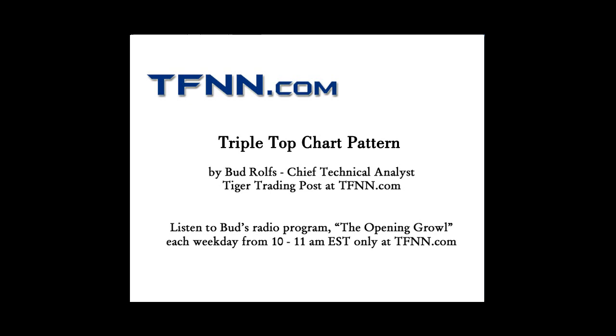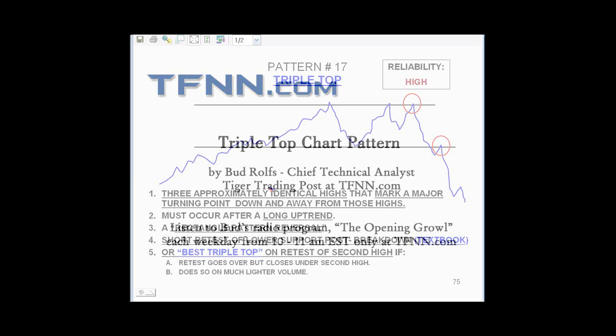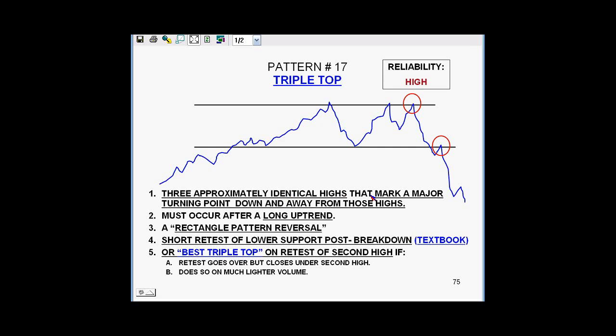Now here's a triple top. And that's three identical or roughly identical highs that mark a major turning point down and away from those highs. It must occur after a long uptrend if it's going to be a double or triple top. And it's another example of a rectangle pattern reversal. And you short the retest of the lower support area here after you've broken below this lower support.